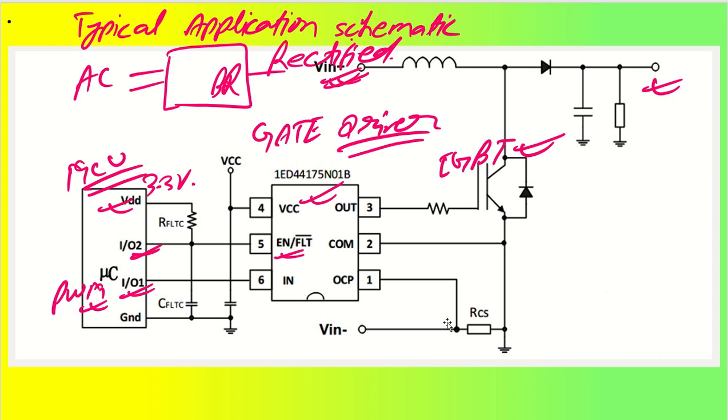Okay, and it has an inbuilt feature of overcurrent protection also, where we are going to monitor this particular current sense resistor. This is how the IGBT current is going to pass through this current sense resistor, and it will give us the overcurrent protection feature as well.